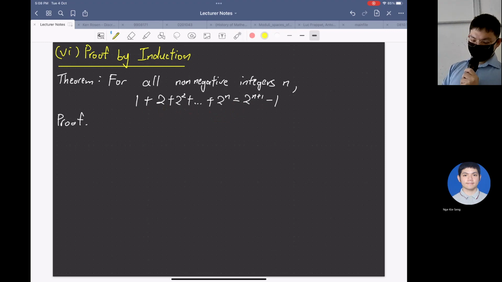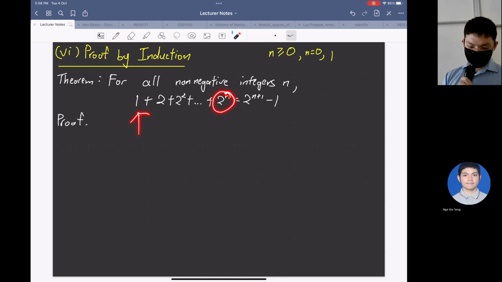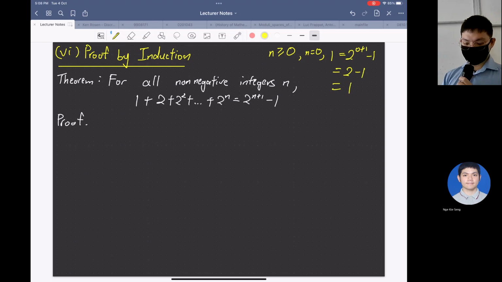Let's see what is going on for all n. It says that n is non-negative, meaning n is greater than or equal to 0. First is n equals 0. With n equals 0, you get 1, since 2 to the 0 is 1. So that means it starts from 1. And 1 is equal to 2 to the (0 plus 1) minus 1, which is 2 minus 1, which is 1. So it is true for n equals 0.